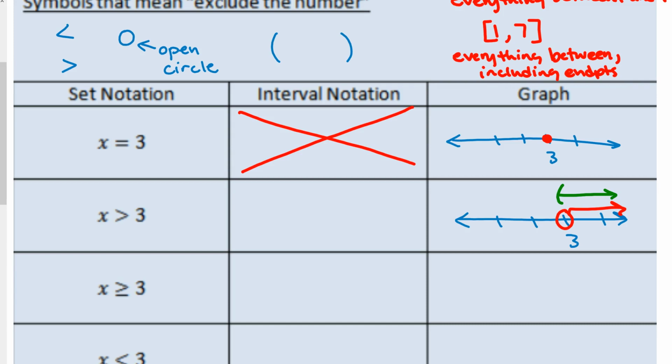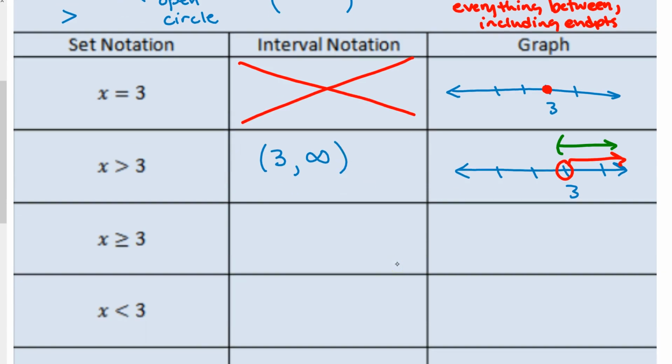And then to write this in interval notation, so everything greater than 3, we start with 3, but we don't include it, so round bracket, and then we go to infinity. You always have a round bracket on your infinity, never square, because infinity is not a real number that you can reach. You can't include it.